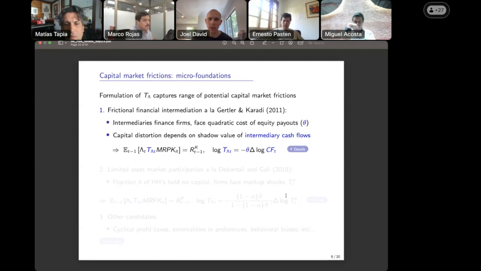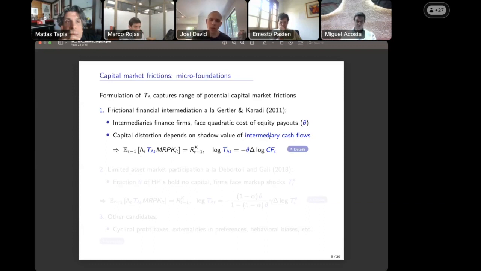Just think about a bunch of banks or financial intermediaries. They finance firms by holding equity shares in firms, so basically stock, and they face a convex, and we're going to assume quadratic, cost of dividend payouts or equity payouts with a parameter theta, capturing the extent of these adjustment costs on equity payouts. When you work through all the details, which are in the paper, you get exactly the Euler equation for firm investment I showed you before, where this wedge depends on the shadow value of intermediary cash flows. How much does the bank value one more unit of cash flows? That depends on the negative of the adjustment cost parameter and the dynamics of the cash flows themselves.